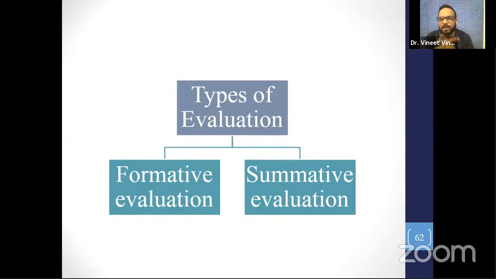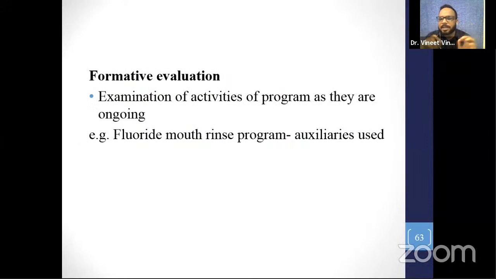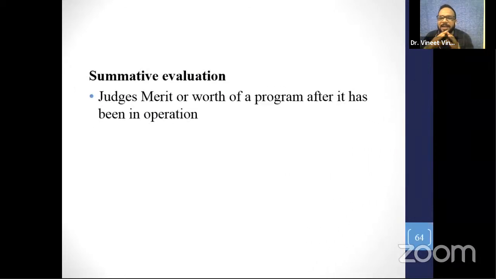So coming to the evaluation types, they are broadly classified into formative and summative. Just understand the term, you will understand what you mean by formative and summative. Formative means examination of the activities as they are going on. So when the program is going on, that time when you are evaluating, it is called formative evaluation. It means during the process you are going to evaluate. And summative means at the end when everything has been done, overall evaluation, that is called summative evaluation. It judges the merit or worth of a program after it has been in operation.